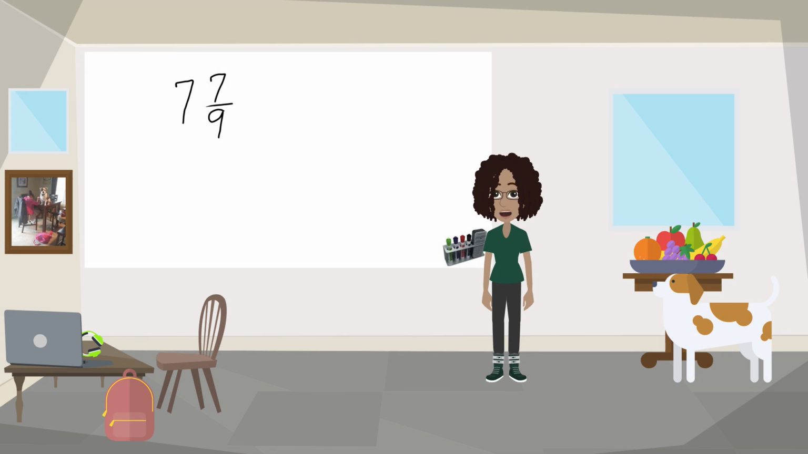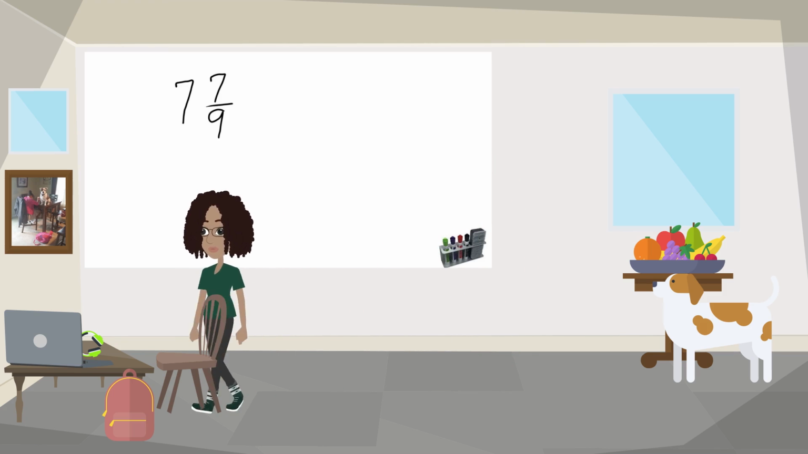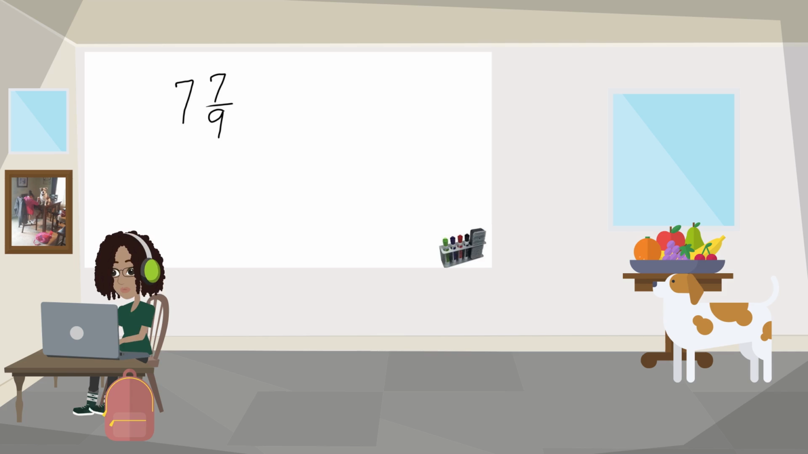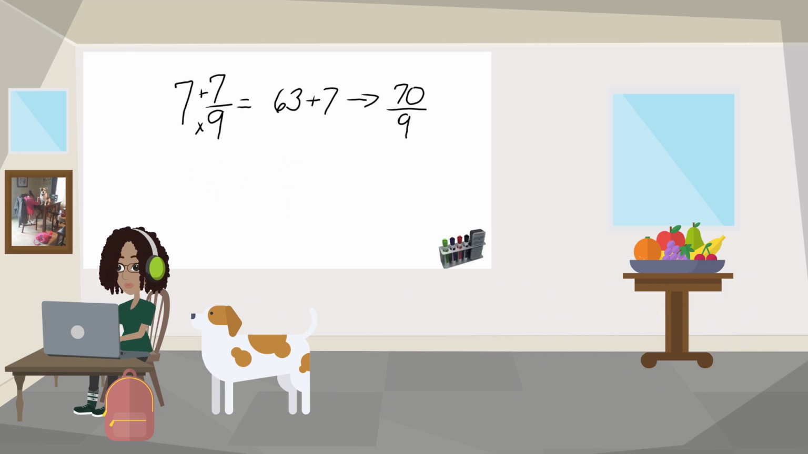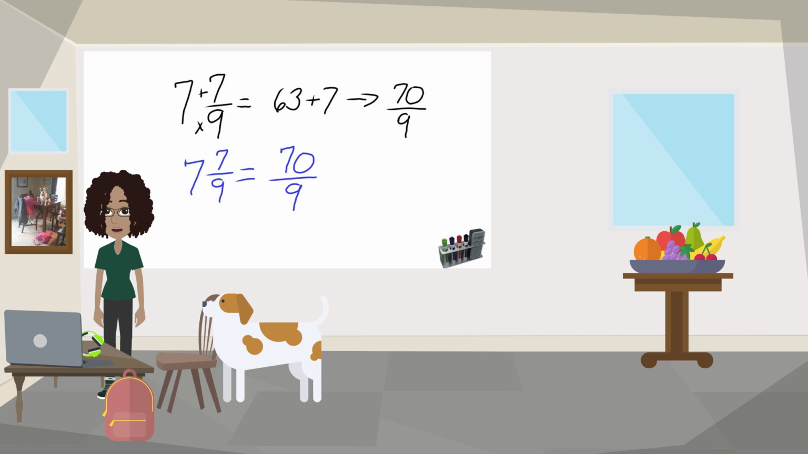Let's convert 7 7/9 to an improper fraction. First, multiply 9 by 7, then add 7. This calculation will give you your numerator for your equivalent fraction. Remember, the denominator is the same for your equivalent fraction. Pause this video if you need more time to convert 7 7/9 to an improper fraction. Seven 7/9 is equal to 70/9.